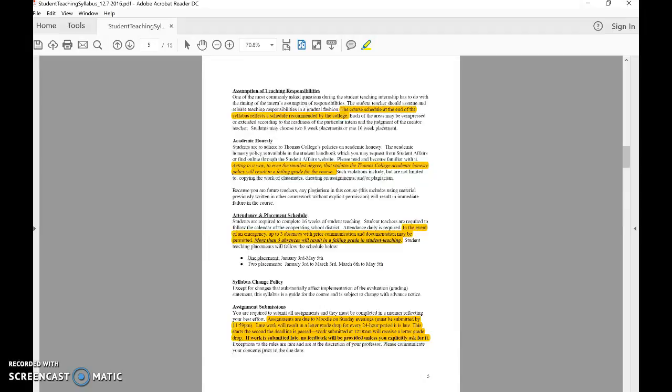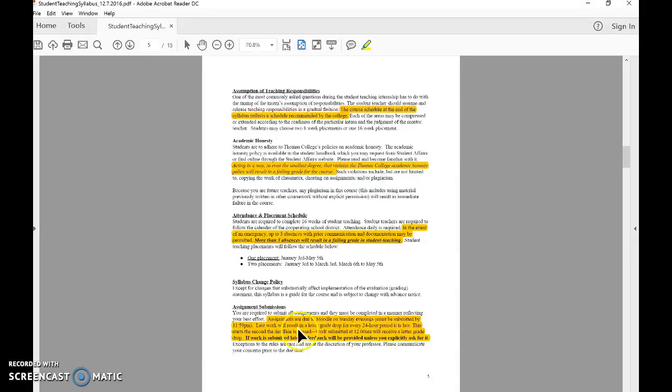Next on the syllabus is the attendance and placement schedule. As I mentioned, in the event of an emergency, up to 3 absences with prior communication and documentation may be permitted, but more than 3 absences will result in a failing grade for student teaching.